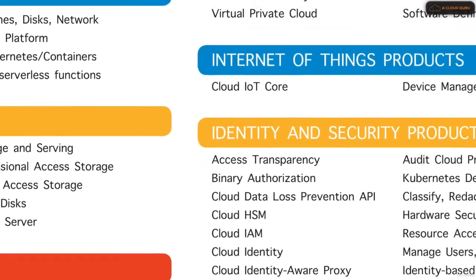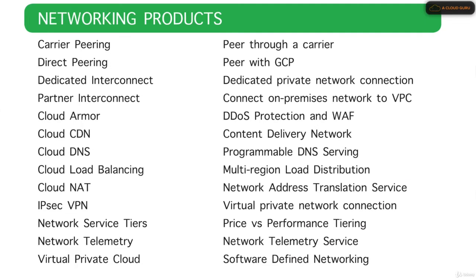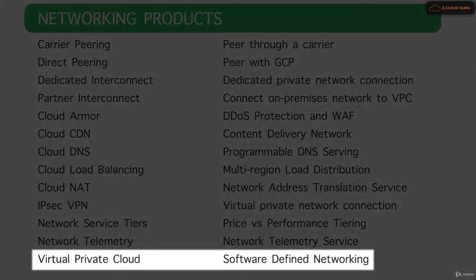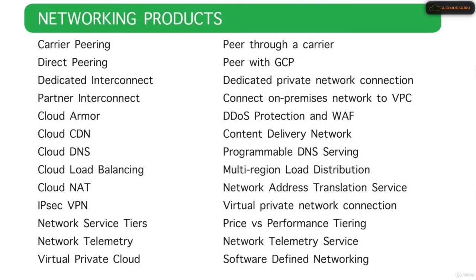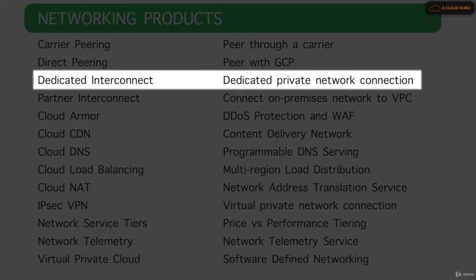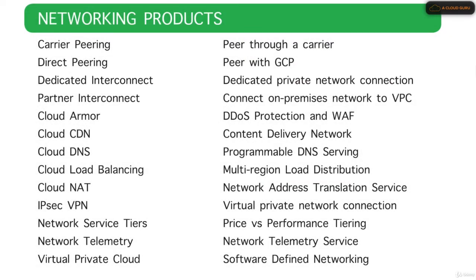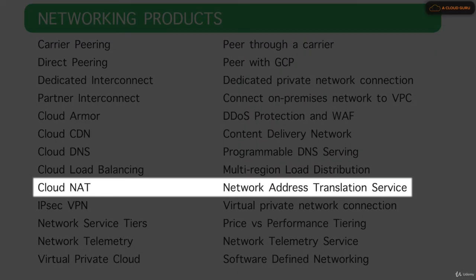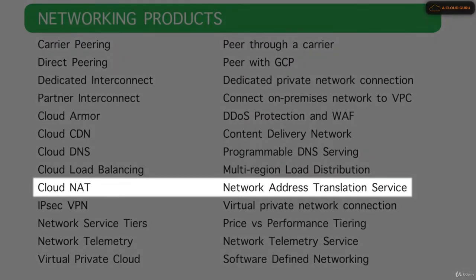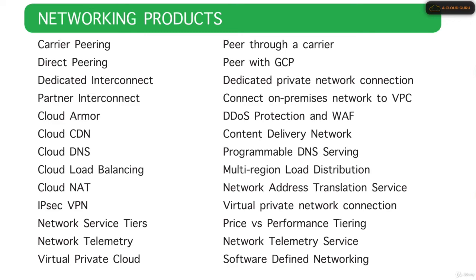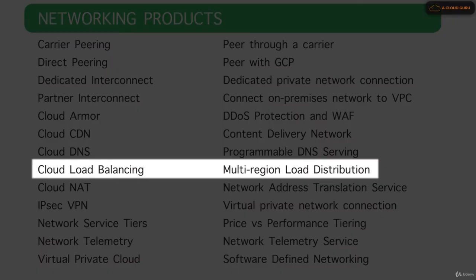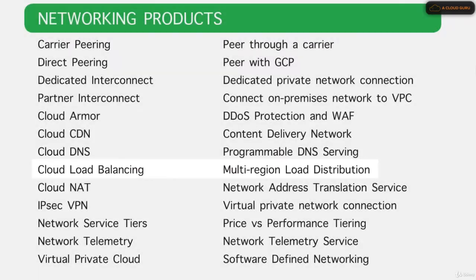In the networking section, there are a bunch of different things listed. Virtual Private Cloud, or VPC, is the core. It's the umbrella for the software-defined networking, and most of the other networking services hang off of that one. You can use Dedicated Interconnect to have a dedicated private network connection between that VPC and your external data center. You can use Cloud NAT to have network address translation to connect out from that VPC. And you can have cloud load balancing that deals with multi-region load distribution into that global virtual private cloud network.